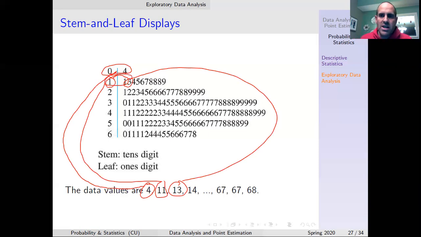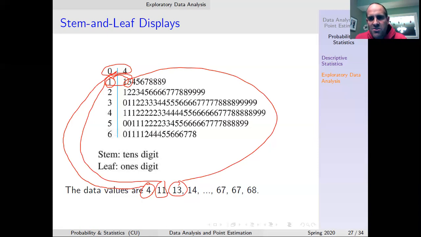Okay, what you've done is you've put the digit that it starts with, and you list the leaf, or the digit that it ends with, on the right-hand side next to the corresponding stem, right? So the 1 is the stem and the 3 is the leaf. For 14, the 1 would be the stem and the 4 would be the leaf. And you just pile up your data values this way.